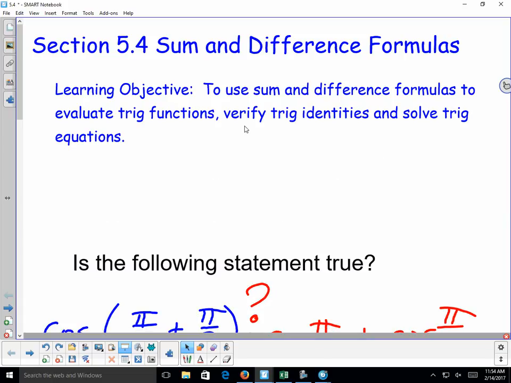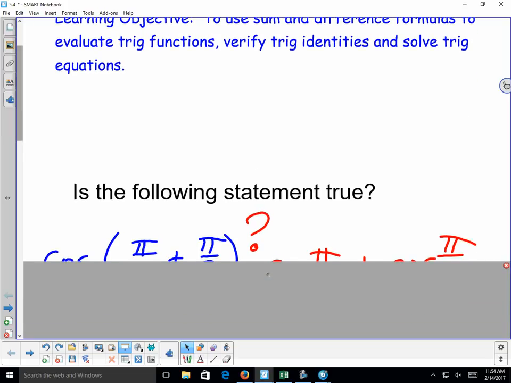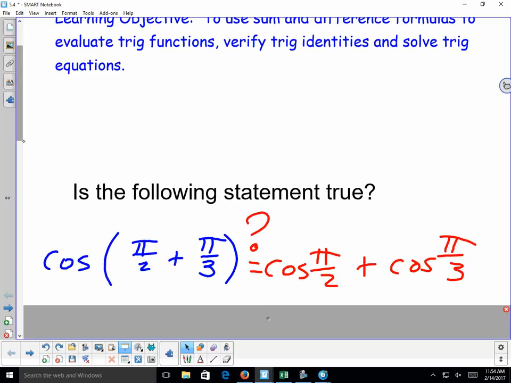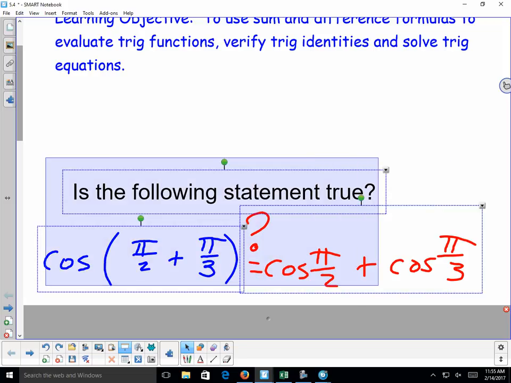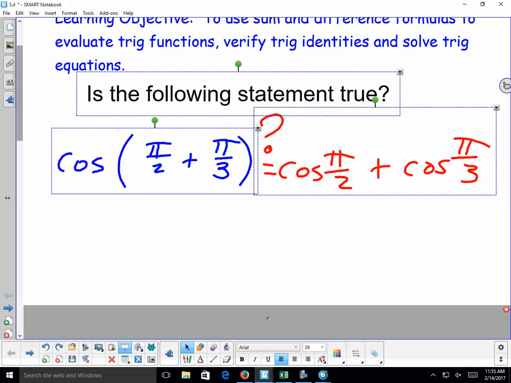Is the following statement true? Is the cosine of pi over 2 plus pi over 3 equal to the cosine of pi over 2 plus the cosine of pi over 3? No, it is not. Well, let's test it.